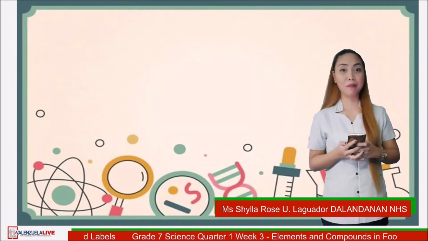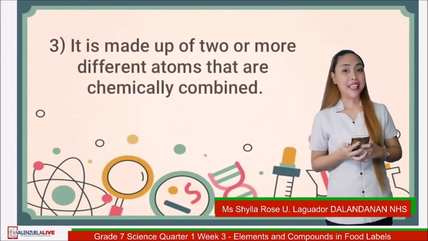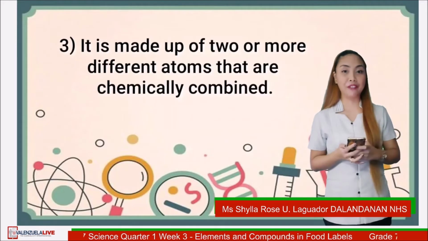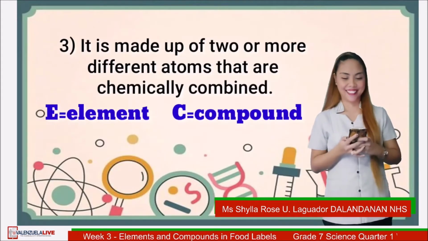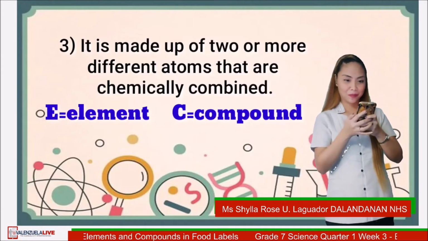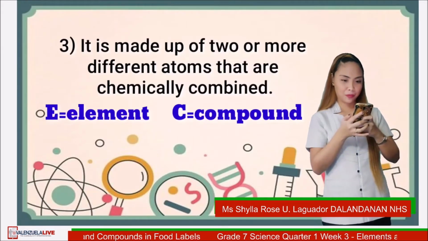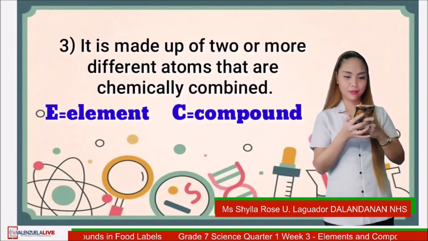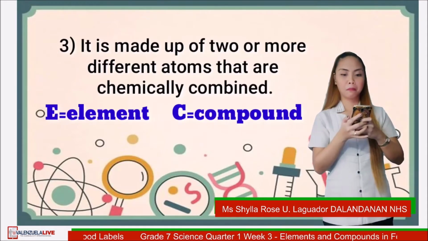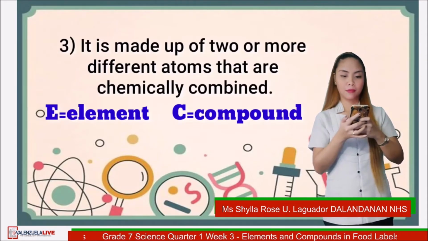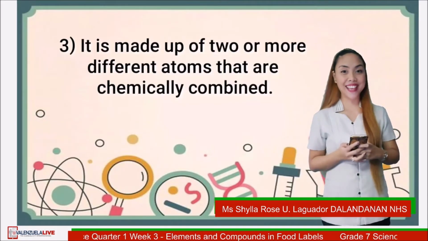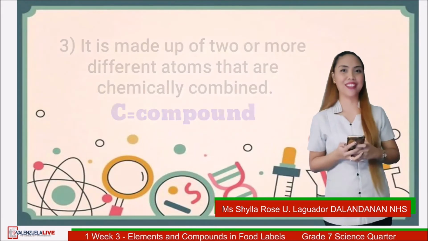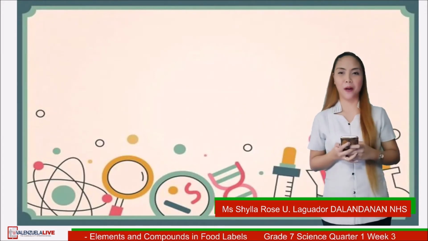What about number 3? It is made up of 2 or more different atoms that are chemically combined. Good job! The correct answer is letter C for compound. Let's proceed to number 4.